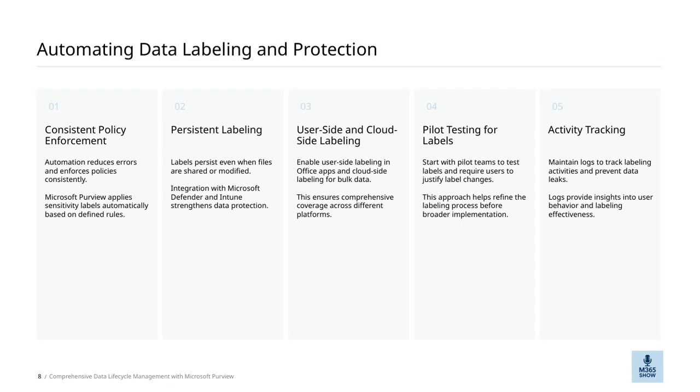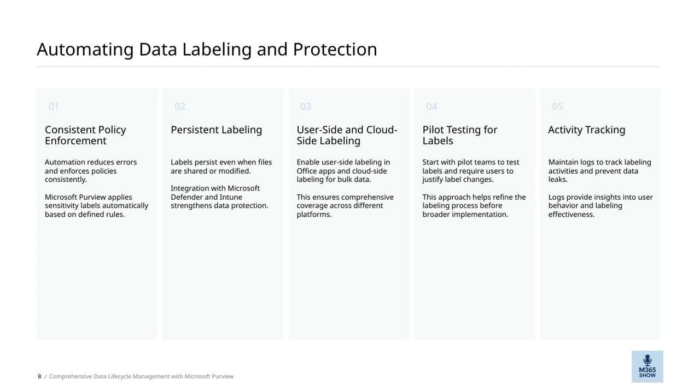Now, let's look at how automating data labeling and protection can really streamline our data governance. First, maintaining logs is essential. It allows us to track all labeling activities, which helps us prevent data leaks and also gives us valuable insights into user behavior and how effective our labeling process is. These logs are the backbone of a transparent and secure data environment.